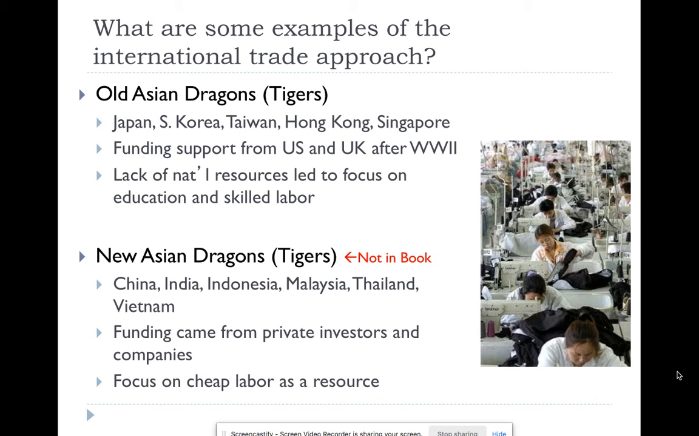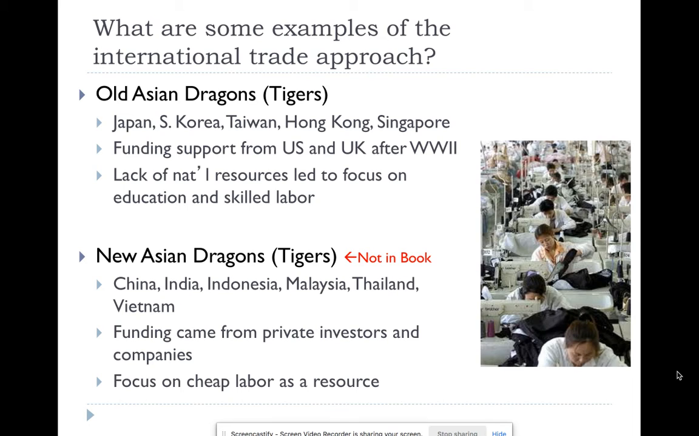We look at some of the examples of international trade approach here. 2 big countries, or 2 big organizations, I should say, the old dragons, or the old tigers, depending on which one you look at. But Japan, South Korea, Taiwan, Hong Kong, Singapore, they all kind of worked together, and they were funding support from the United States and United Kingdom after World War II, and that helped them gain a competitive advantage. And they were able to very quickly motivate and push their development levels higher and higher by focusing on education and skilled labor.